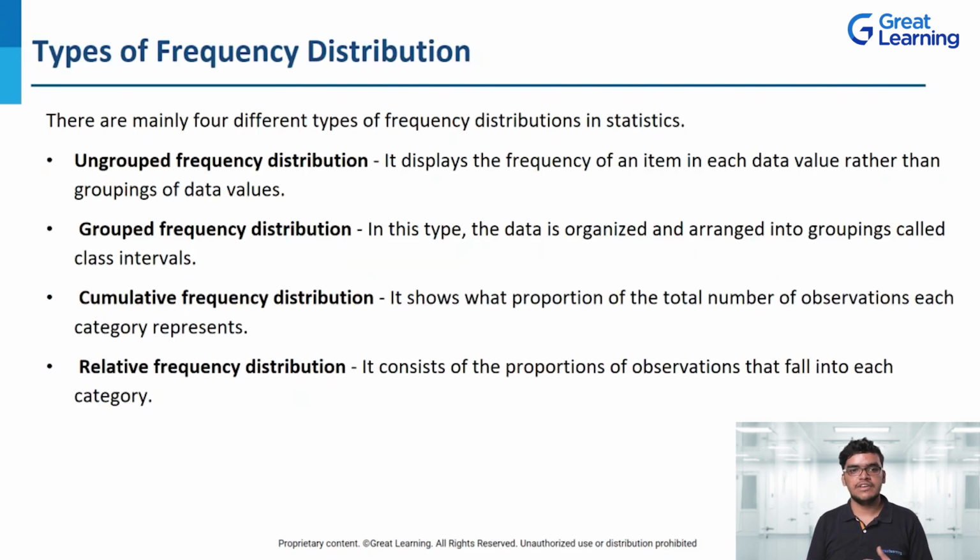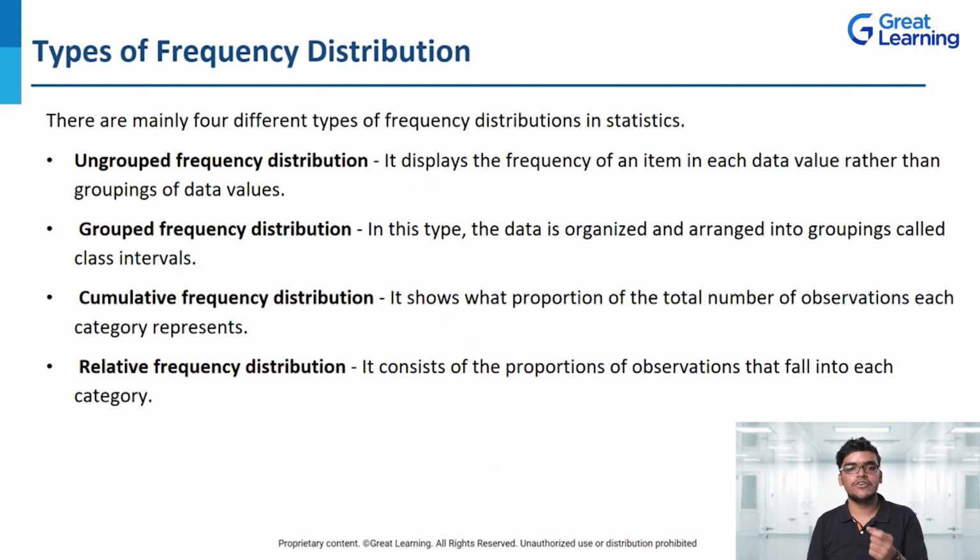Mainly we have 4 different types of frequency distribution in statistics. The first one is ungrouped frequency distribution. So what happens here? It will display the frequency of an item in each data value rather than the groupings of data values. I have given you the example of 5 balls, right? Out of which 3 balls are of red color and 2 balls are of green color. So basically what happens here? It will display the frequency of each data value.